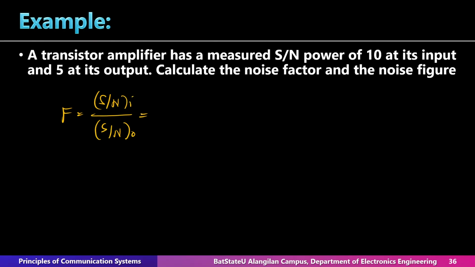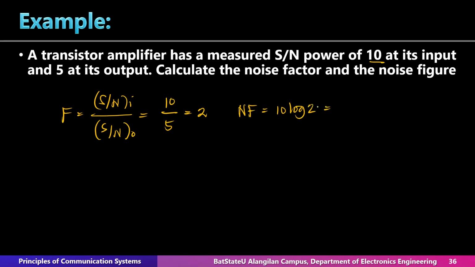So, those are given. 10 is the signal to noise power ratio at the input, divided by 5, which is the signal to noise ratio at the output. So, the noise factor is 2. If you want to get its dB value, that is the NF. So, we have 10 log of 2.